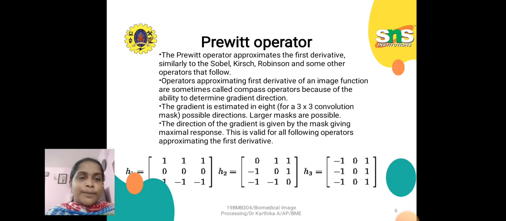The Prewitt operator approximates the first derivative similarly to the Sobel, Kirsch, Robinson and some other operators that follow. These are operators approximating the first derivative of an image function, and here the gradient is estimated in 8 possible directions, and larger masks are possible. The direction of the gradient is given by the mask giving maximal response. Here we have the values of h1, h2 and h3 in terms of array function.